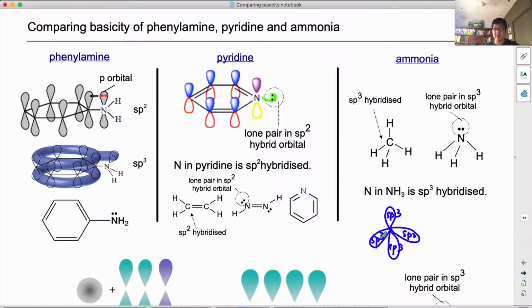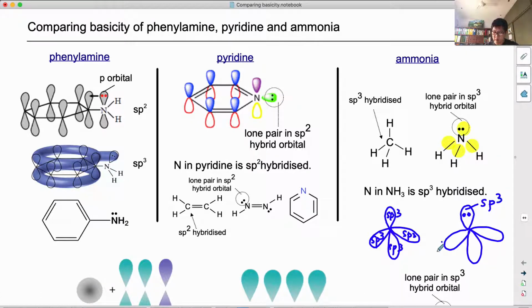The shape is tetrahedral. If you look at ammonia, the nitrogen also has 4 regions of electron density: 3 bond pairs and 1 lone pair. So in fact, this nitrogen is also sp3 hybridized. Let me draw it up. You expect to see 4 sp3 hybrid orbitals, just like methane. It's just that the lone pair on nitrogen is in one of the sp3 hybrid orbitals. Can you see that?